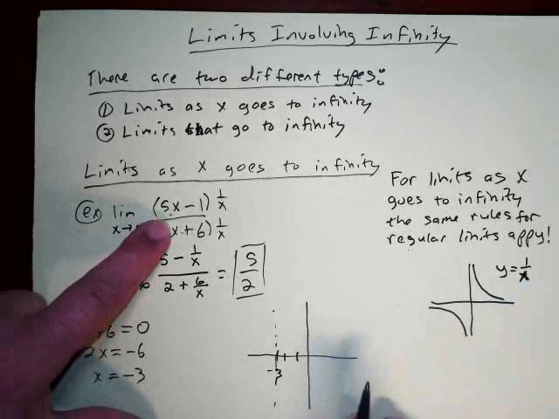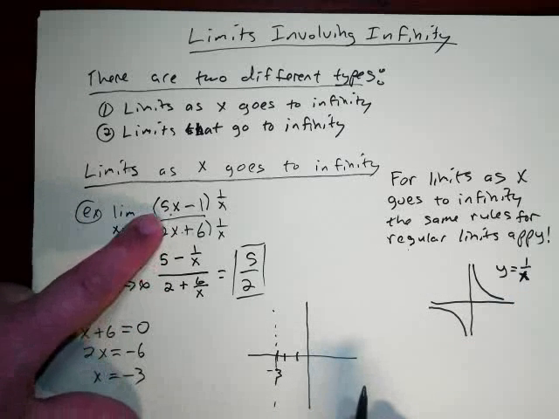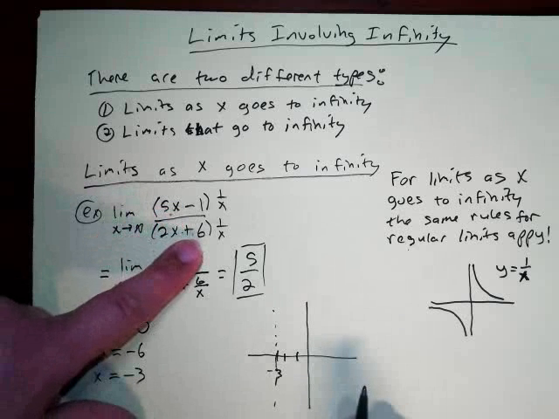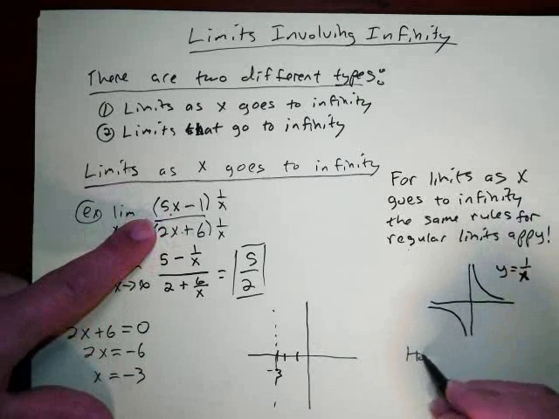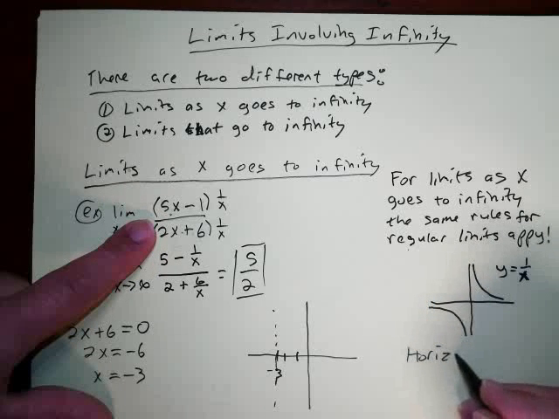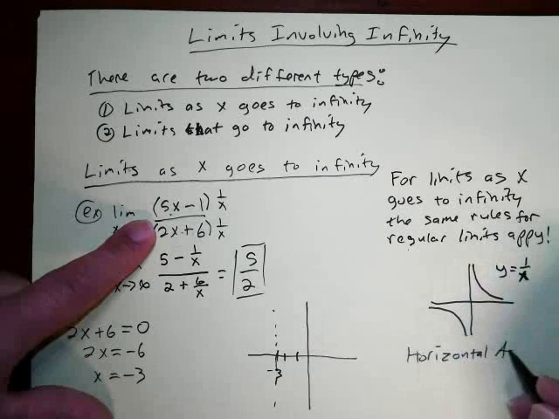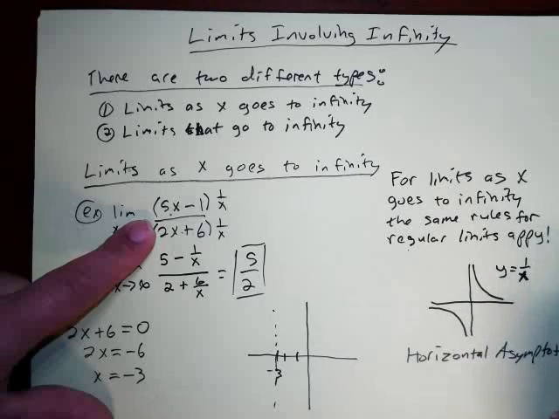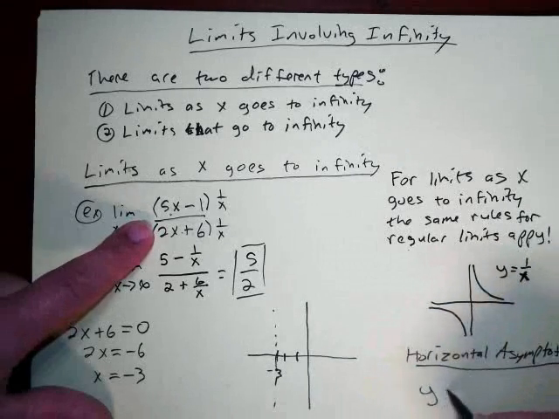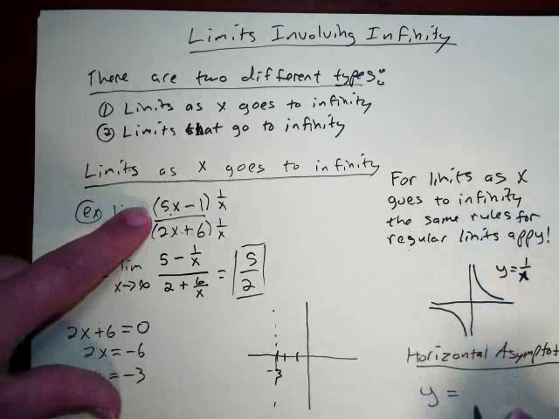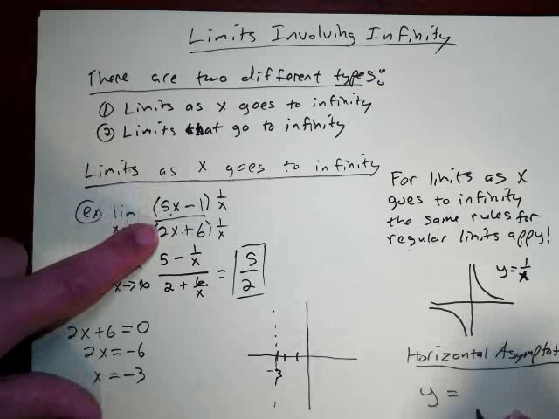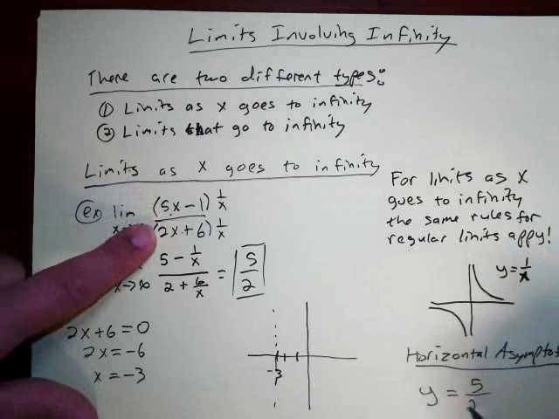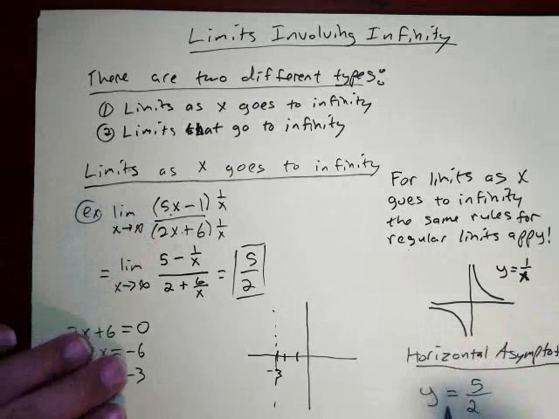But if they're the same degrees, like in this case, 5x minus 1 over 2x plus 6, they both have a degree of 1, then I'm going to have a horizontal asymptote. It's going to be a horizontal line, y equals a constant. And the constant is going to be the ratio of these two leading coefficients. So it'll be 5 halves. And this will be a horizontal asymptote.